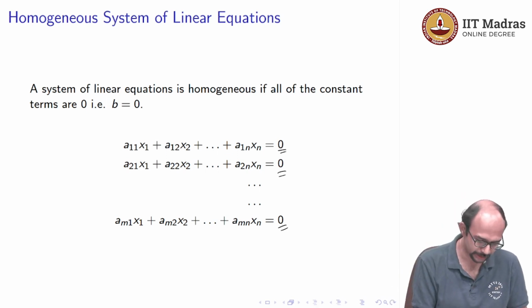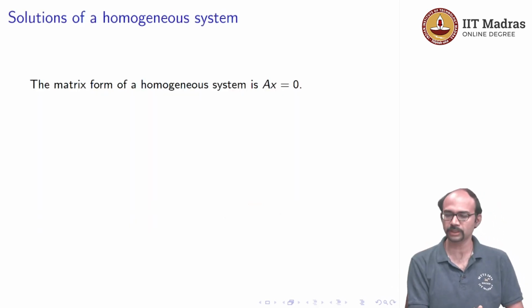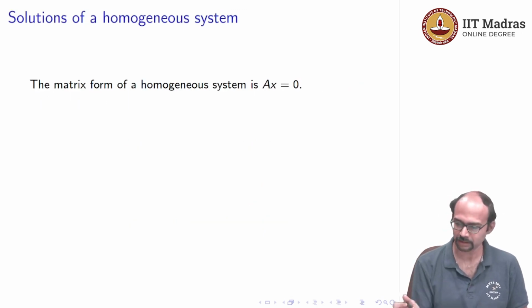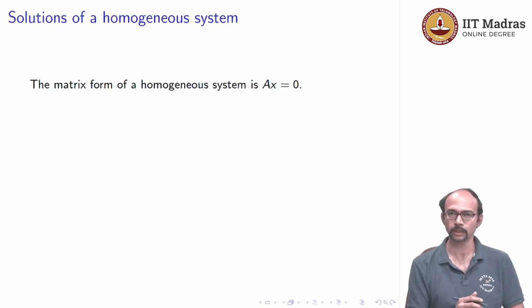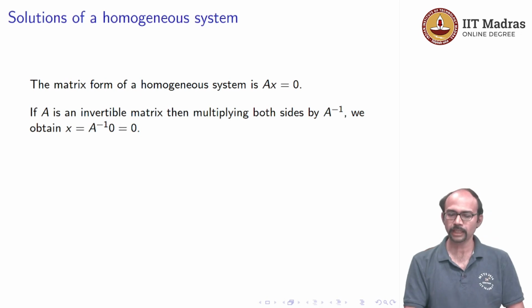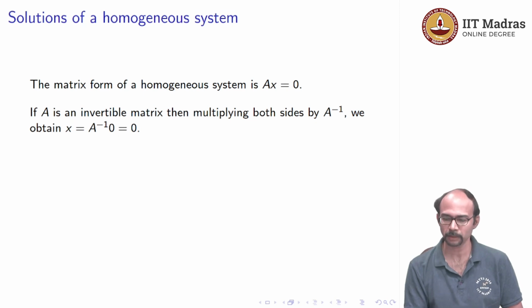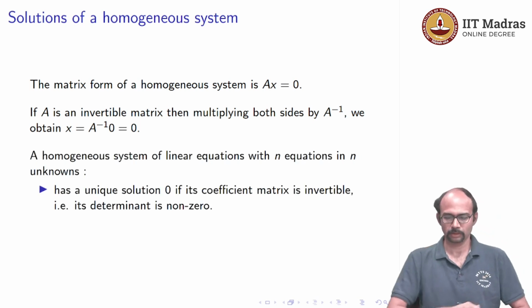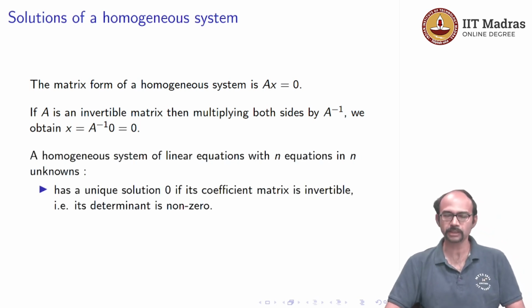Now, if it so happens that you have a homogeneous system of linear equations, that means the matrix form is Ax equal to 0, and this is a square matrix. So, A is square. I should have added that over here. So, if A is an invertible matrix, then we know exactly what the solution is. It is A inverse B, but B is 0 here. So, that means x is 0. Okay. So, a homogeneous system of linear equations with n equations in n unknowns has a unique solution 0 if its coefficient matrix is invertible.